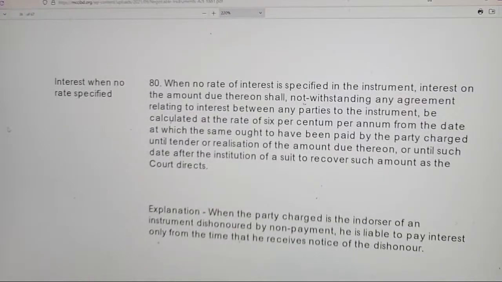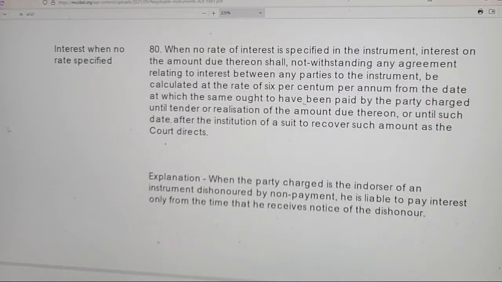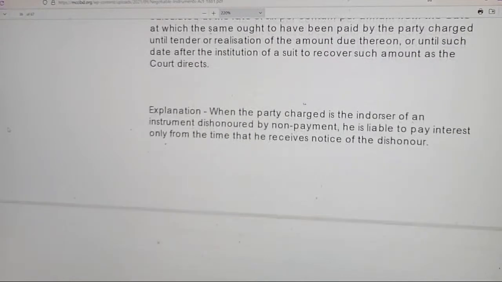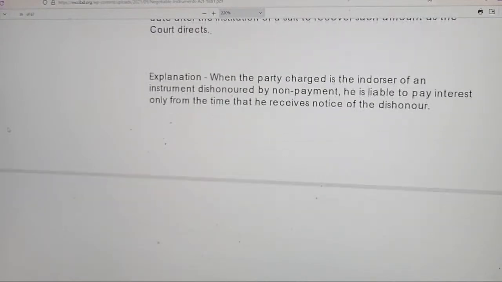Interest when no rate specified. When no rate of interest is specified in the instrument, interest on the amount due thereon shall, notwithstanding any agreement relating to the interest between any parties to the instrument, be calculated at the rate of 6 percentum per annum from the date at which the same ought to have been paid by the party charged until tender or realization of the amount due thereon, or until such date after the institution of suit to recover such amount as the court directs. Explanation. When the party charged is the endorser of an instrument dishonored by non-payment, he is liable to pay interest only from the time that he received notice of the dishonor.